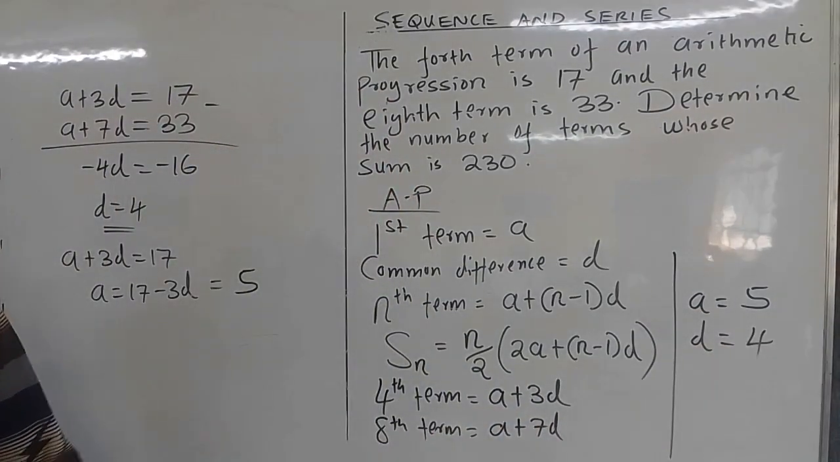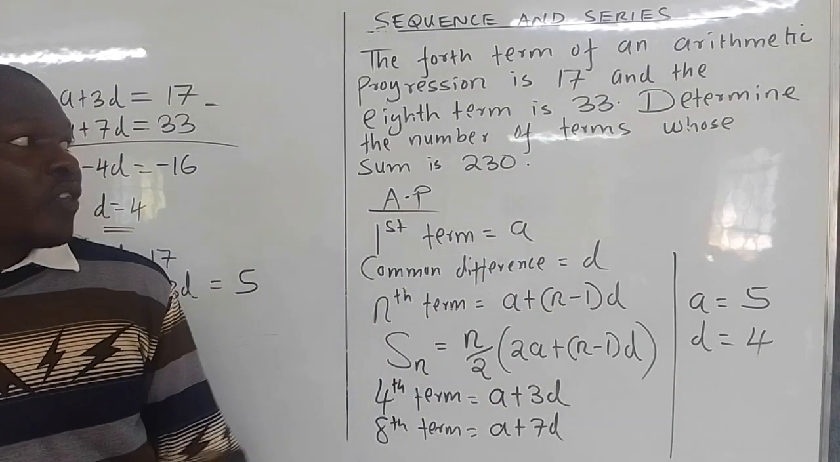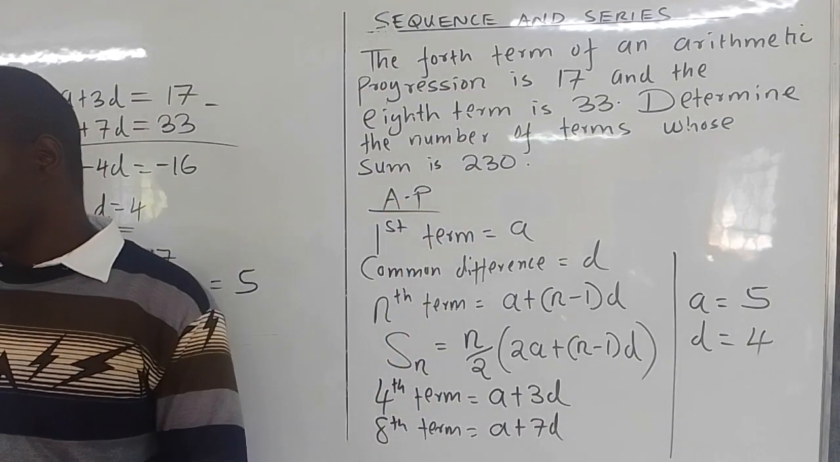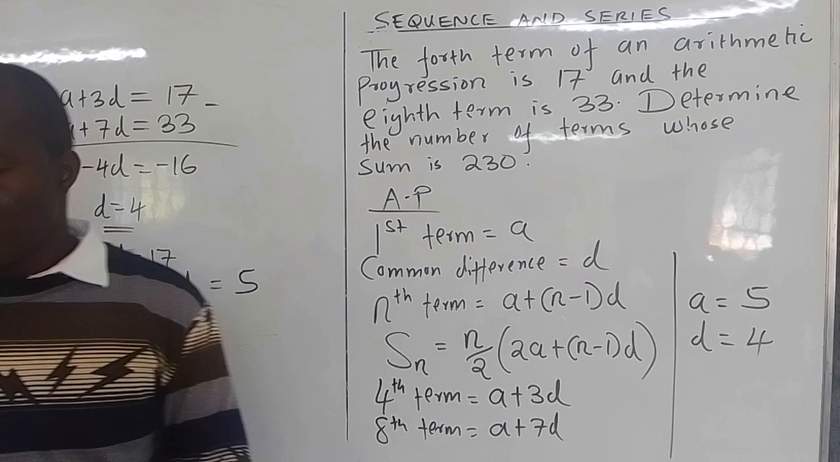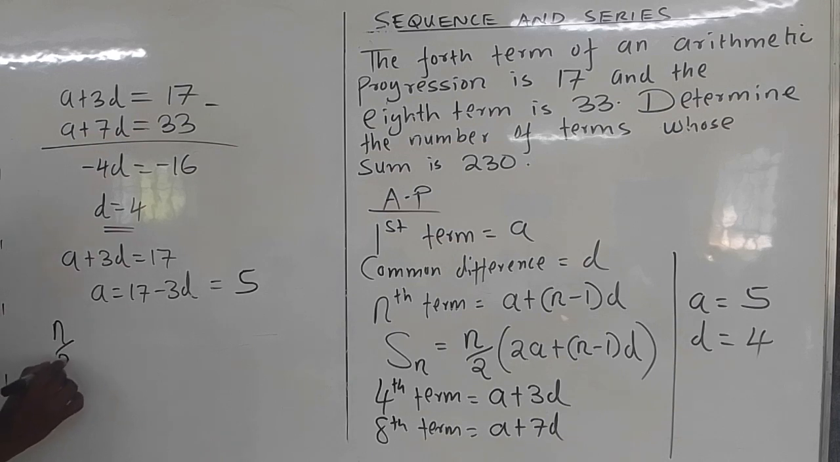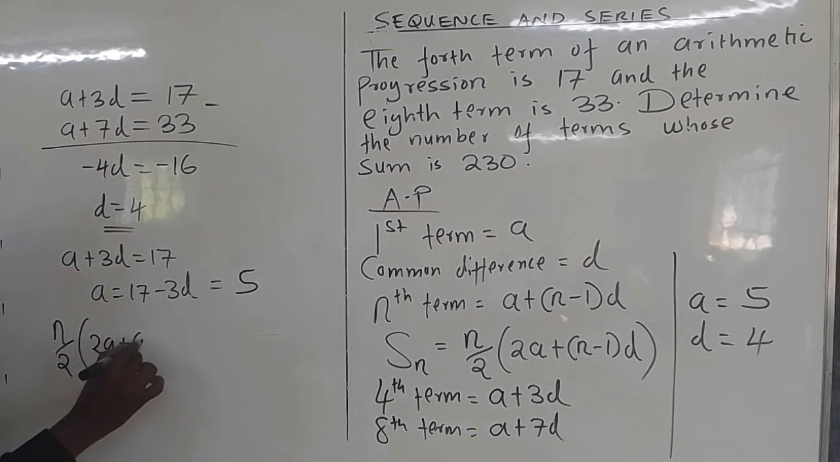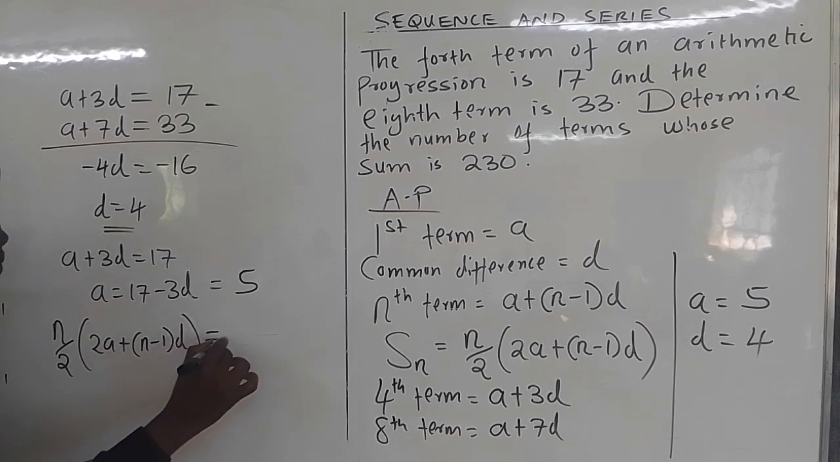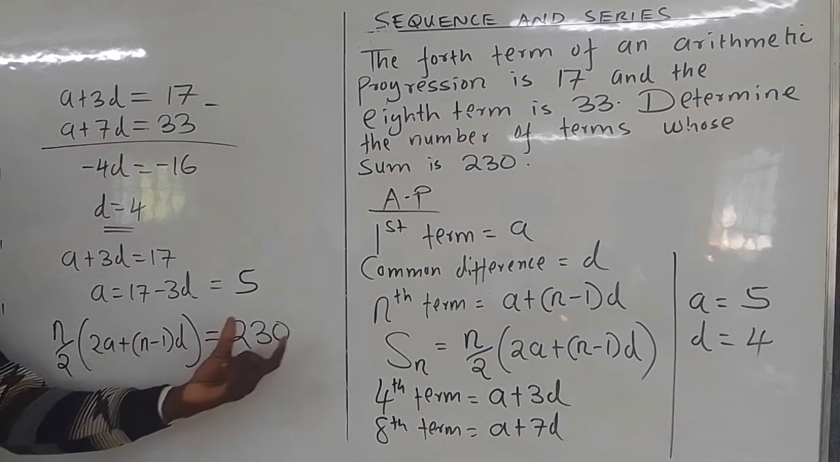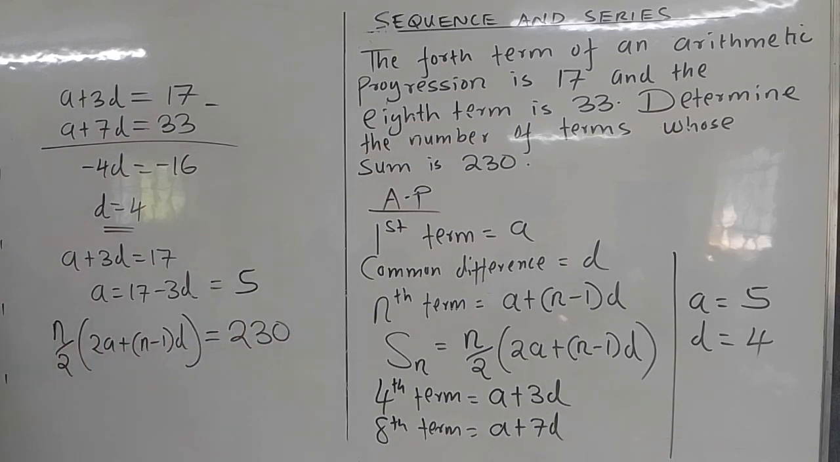So after getting A and D, we can now go on and read the question. What do they want to determine? Determine the number of terms whose sum is 230, isn't it? So the sum of n terms we've already written here, which is n over 2 into (2A plus (n minus 1) into D), should be 230. Meaning this sum of n terms is 230. Now they want to know the value of n, isn't it? So for you to get n, you simply substitute the values of A and D.